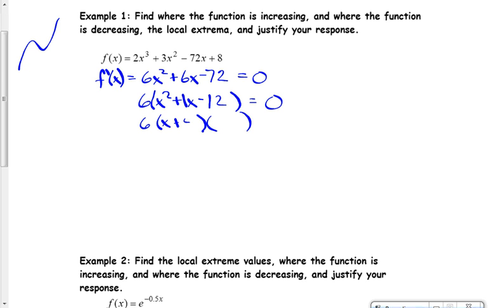x squared plus x minus 12 equals 0. So we now know that there are critical values at x equals negative 4 and x equals 3. Okay? Good so far? You all know what happens now, though, right? Which one of those two x values is going to create a maximum?